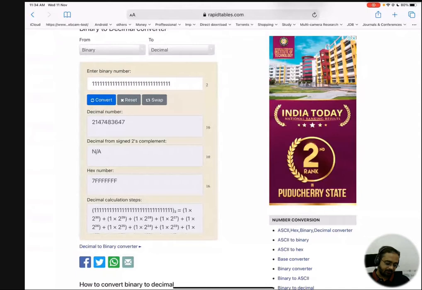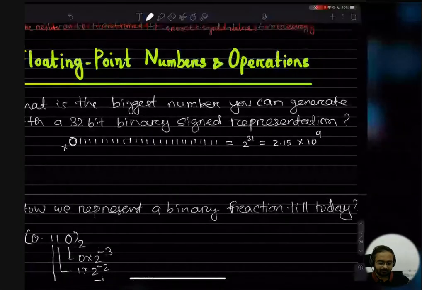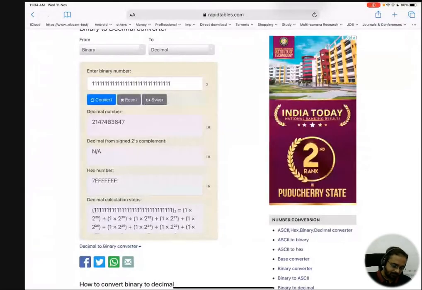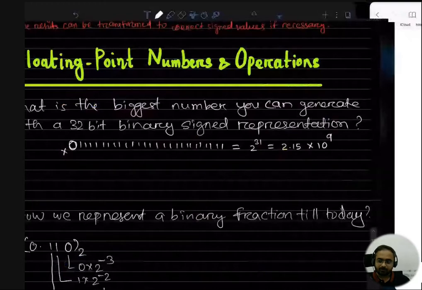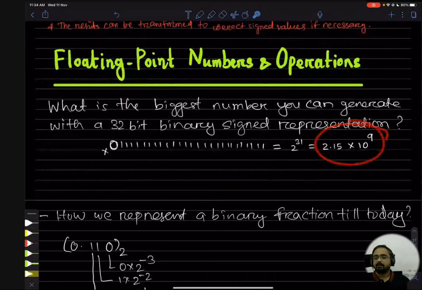What if I convert it as 2 point something into 10 to the power something? What will be the result? You can convert it as 2.15 into 10 to the power how much? 10 to the power 9, right? Okay, so it will be this one. So 2.15 into 10 to the power 9. So the biggest number you can represent in this format is 2.15 into 10 to the power 9.